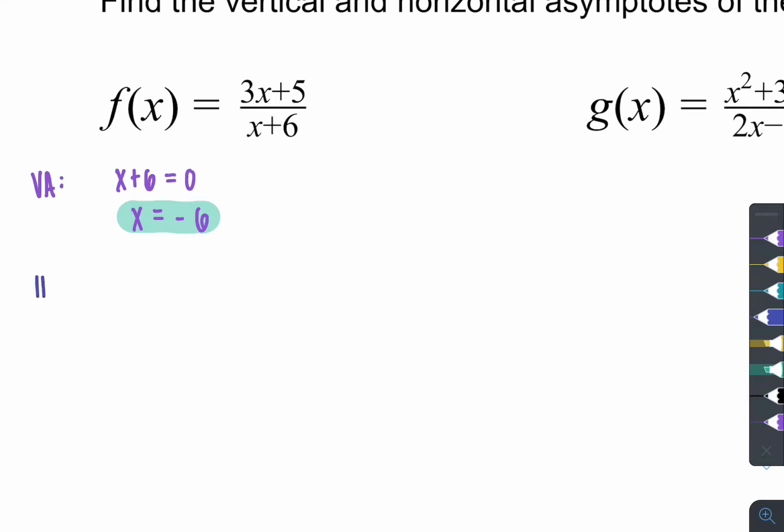For our horizontal asymptote, we have to test our degrees. So this is 3x to the first, and this is x to the first. 3 is greater than 1. Oh, I'm sorry. 1 is equal to 1. So then it's going to be a ratio of the two. So it's y equals 3 over 1, or just y equals 3.